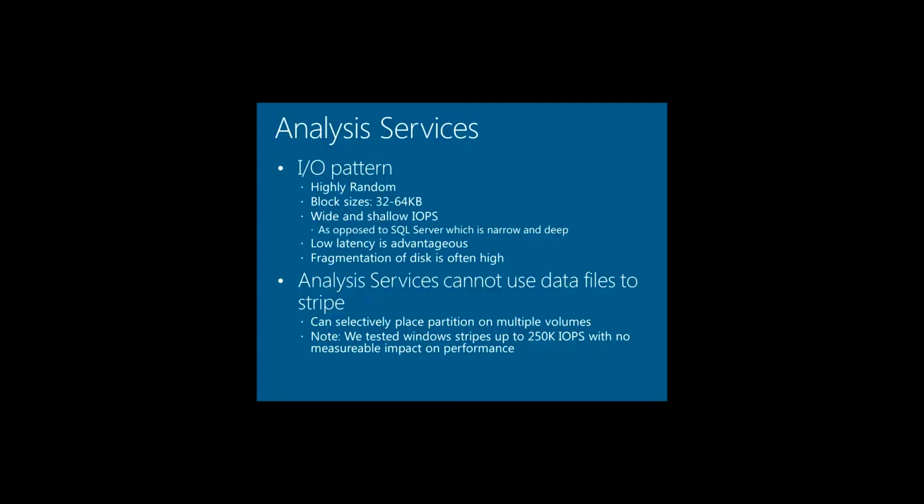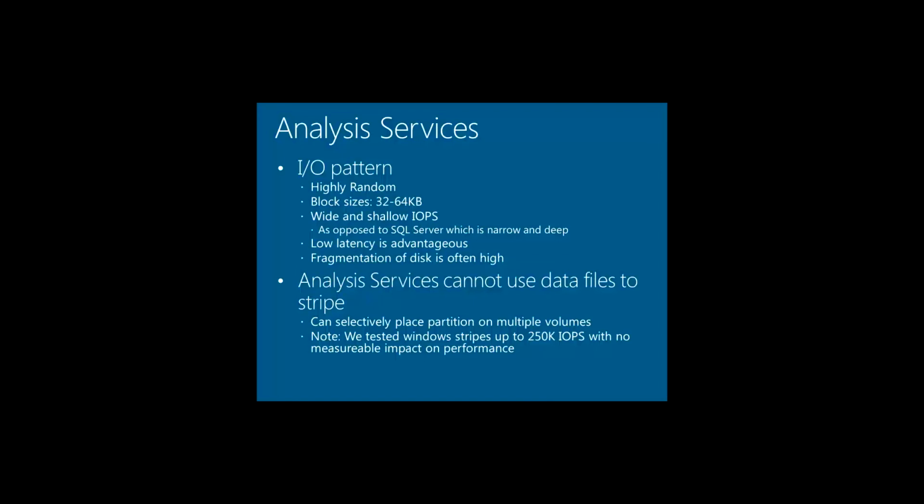A very quick bit about Analysis Services. It's a completely different storage engine again. IO patterns can be highly random. Block sizes are 32 to 64K. Very wide and shallow IOPS. What does shallow mean? It means that you're not having a very deep queue depth, which can limit the performance of your IO system.